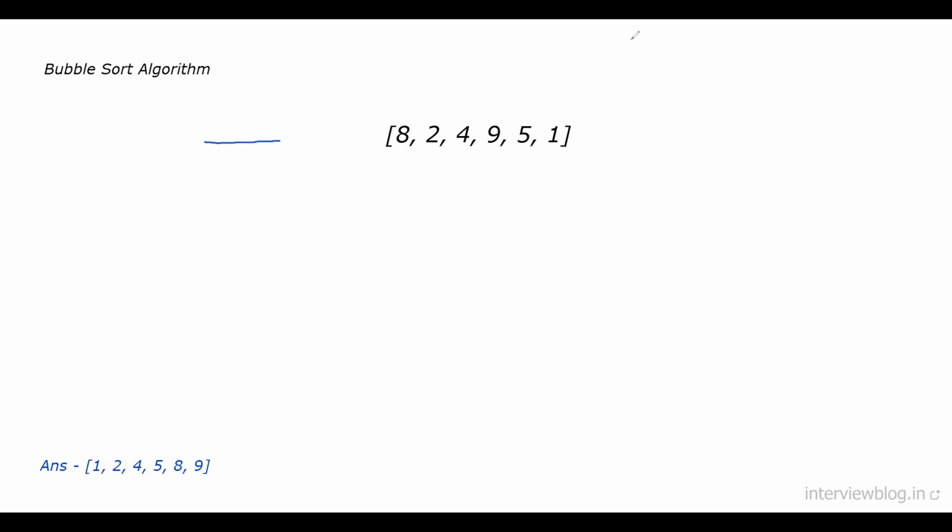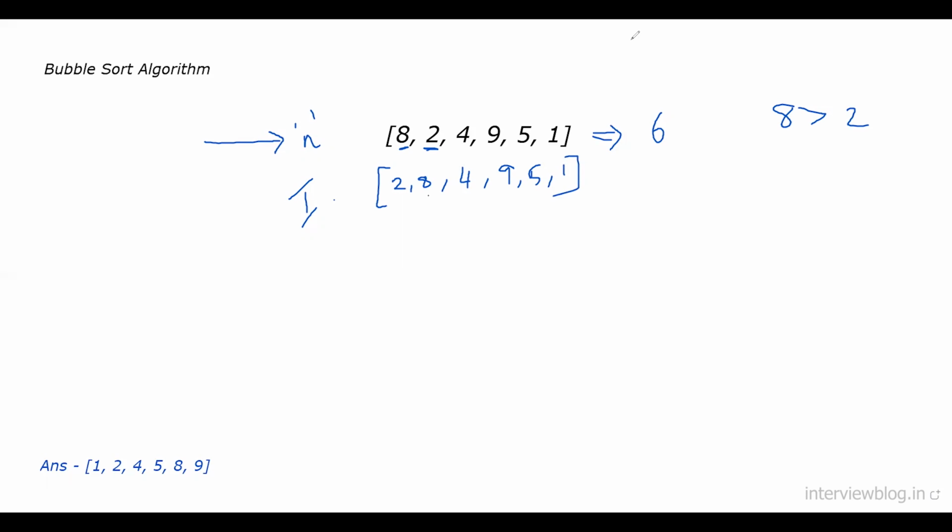So I'll be traversing our given input array n times. That is, in this case, we'll be traversing our given input array 6 times. So the first time when I traverse this given input array, I'll be checking the elements 8 and 2. So we can find that 8 is greater than 2. Hence, we'll swap this 8 and 2. And now my input array will be 2, 8, 4, 9, 5, 1.